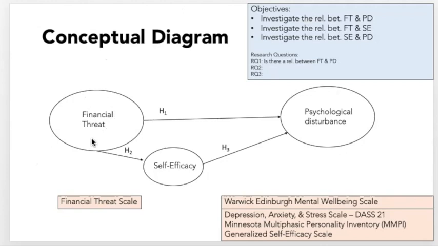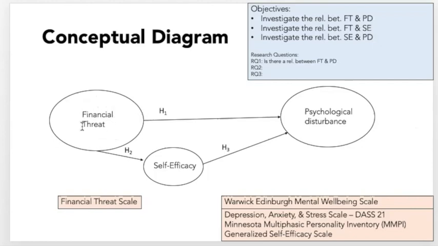Here it says financial threat. Here we have another one, self-efficacy. And here we have another one called psychological disturbance. Now here I have three objectives. I have three research questions. I have written only one here, but I have three research questions. Now let's try to understand what this diagram exactly says.